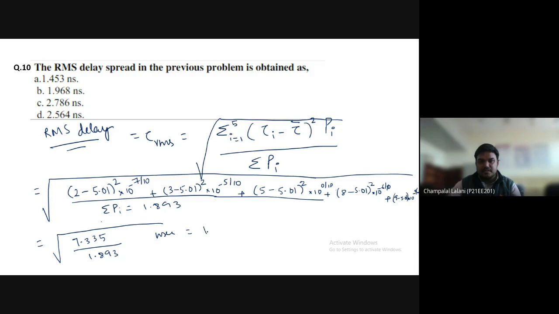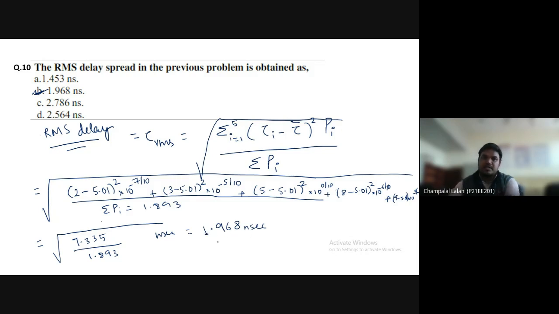The answer is 1.968 nanoseconds. Yeah, correct. B is the correct answer.